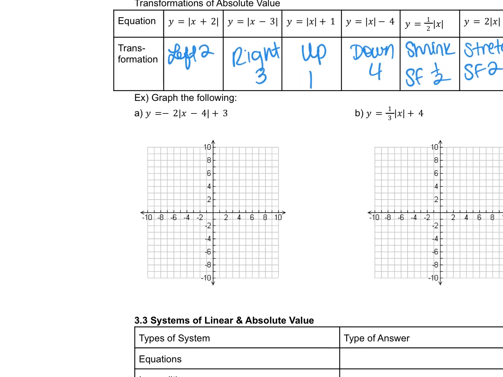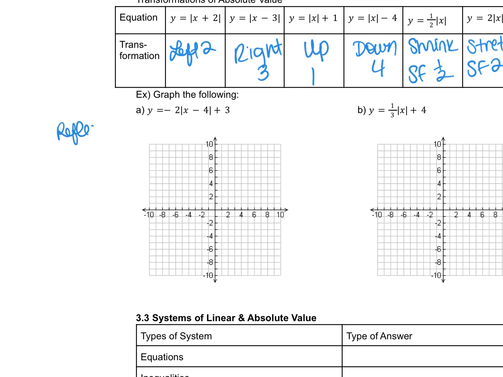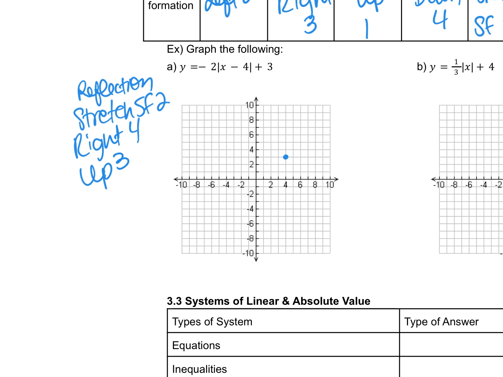All right, so let's do this one. So all the things are happening. It's a reflection, stretch with a scale factor of 2, right 4, up 3. All of the things. So start with your vertex. So go right 4, up 3. And now it's a reflection, so it's going to be upside down. Don't forget that part. And then the scale factor is 2 on that stretch, so your slope is going to be 2 and negative 2. So down 2 over 1. Down 2 over 1, do it a few times. Okay, I'm going to draw to connect. There you go.